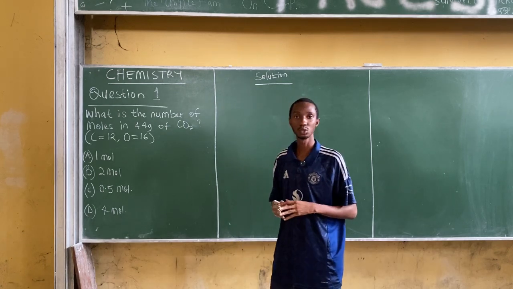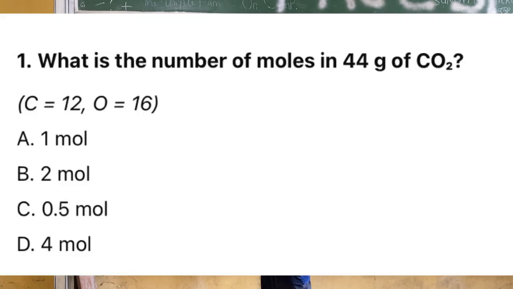The first question we have today says, what is the number of moles in 44 grams of carbon dioxide? They gave us the atomic mass of carbon to be 12 and the atomic mass of oxygen to be 16. We have these options. Option A says 1 mole. Option B, 2 moles. Option C, 0.5 moles. And option D, 4 moles. Let's solve this question together.